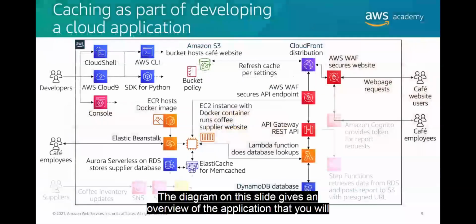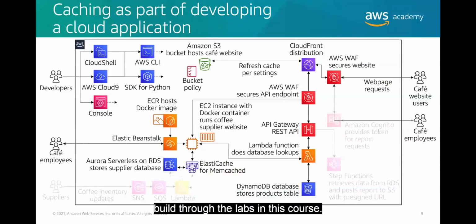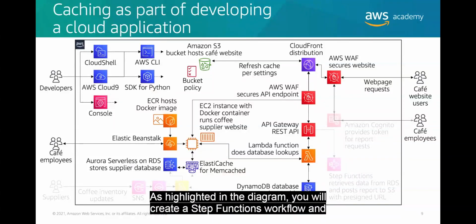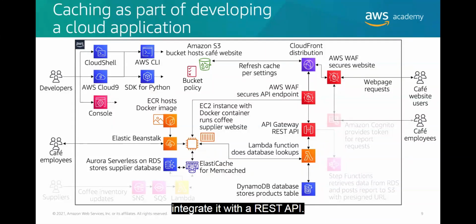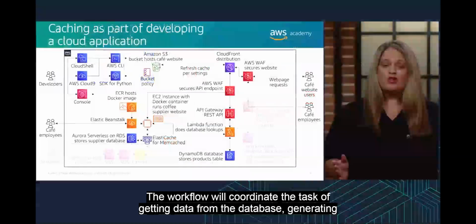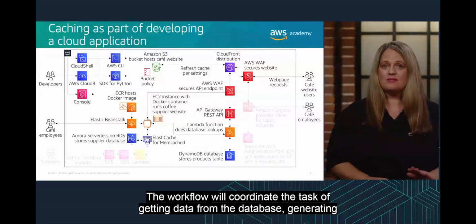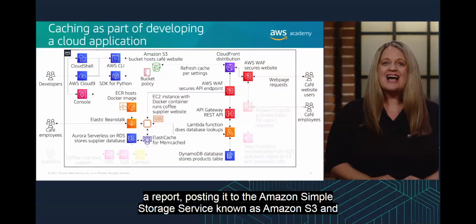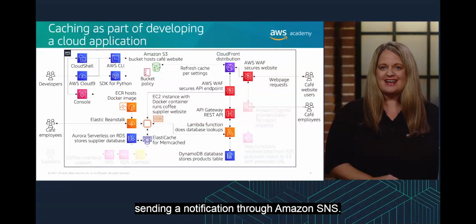The diagram on this slide gives an overview of the application that you will build through the labs in this course. The highlighted portions are relevant to this module. As highlighted in the diagram, you will create a Step Functions workflow and integrate it with a REST API. The workflow will coordinate the task of getting data from the database, generating a report, posting it to the Amazon Simple Storage Service, known as Amazon S3, and sending a notification through Amazon SNS.